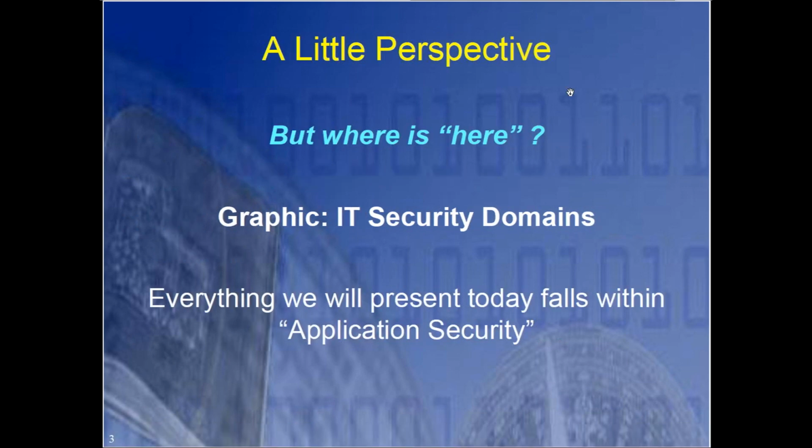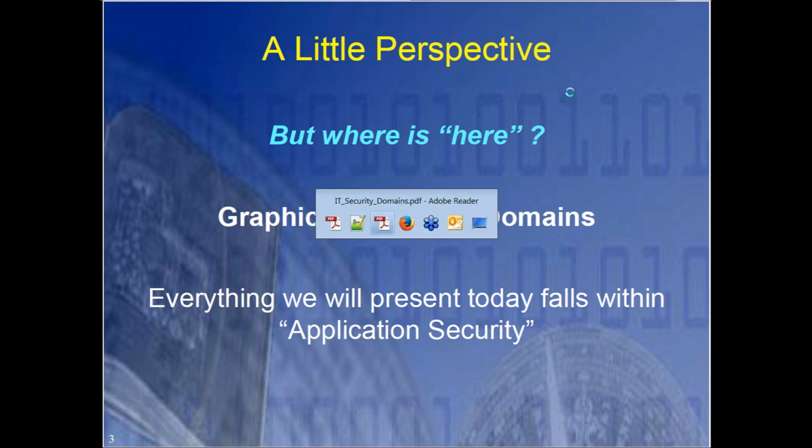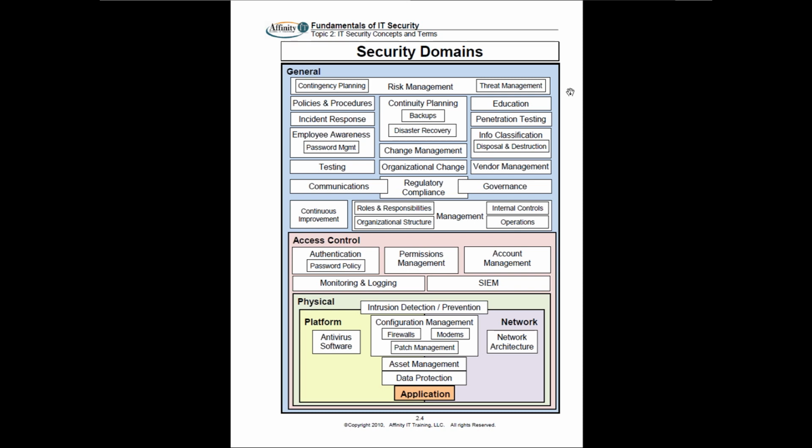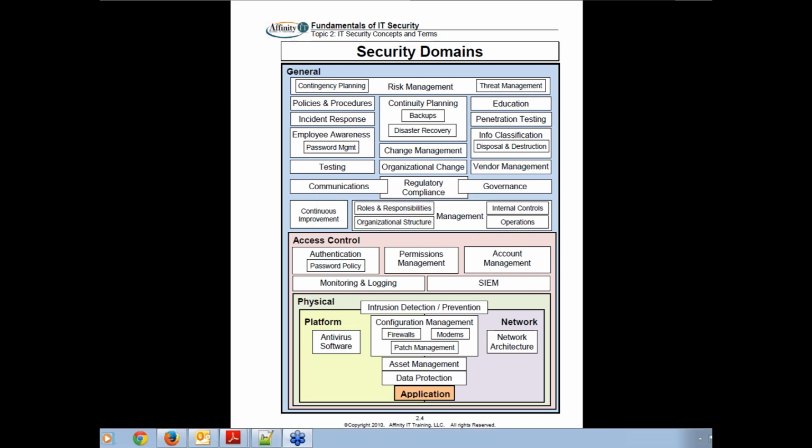Well, where is here? Everything we're going to present today falls within a category of security called application security. Allow me to show you what I mean. This is a graphic that outlines all of the potential security domains, and down at the bottom there you see in orange application security. And of course application security, and this is the whole point of showing you this, is just one aspect of the entire picture, and security cannot exist in a vacuum. All of these areas, or at least many of them, have to be addressed in order for your environment to be truly secure.